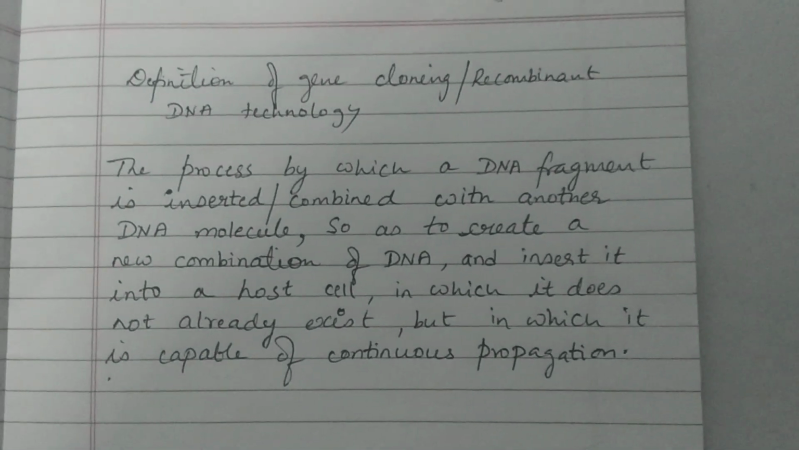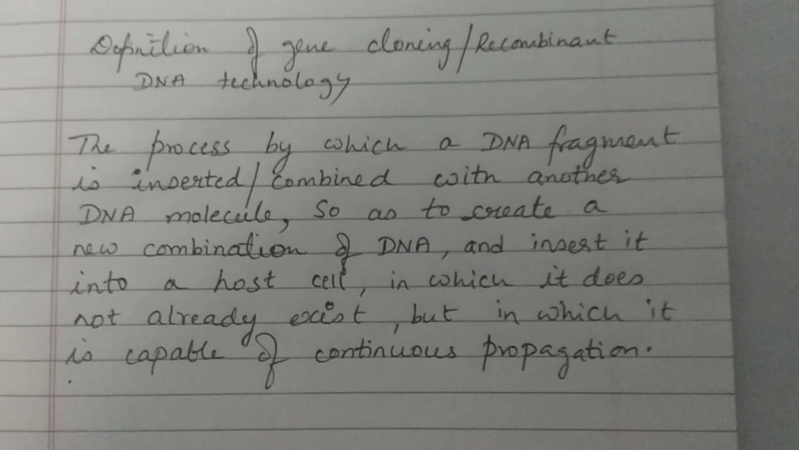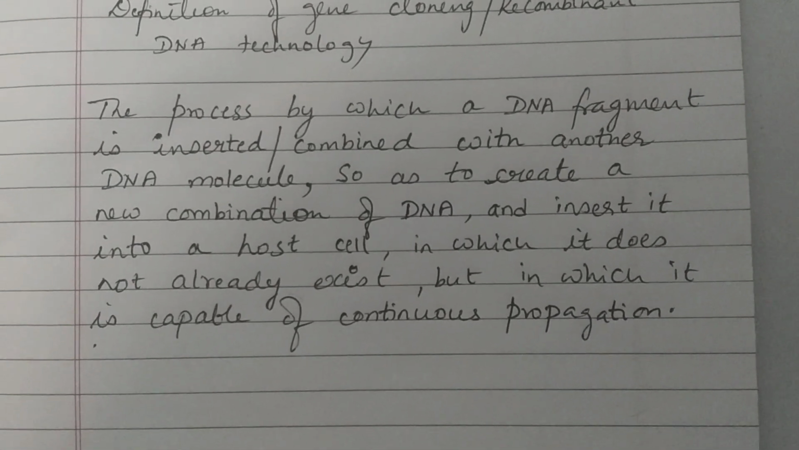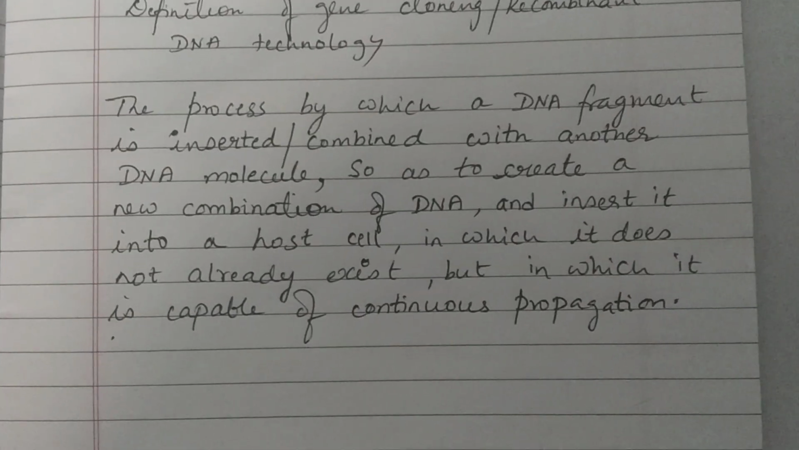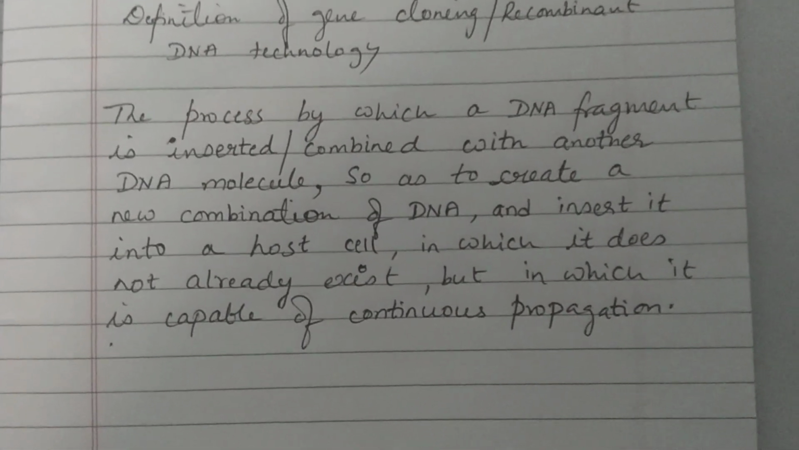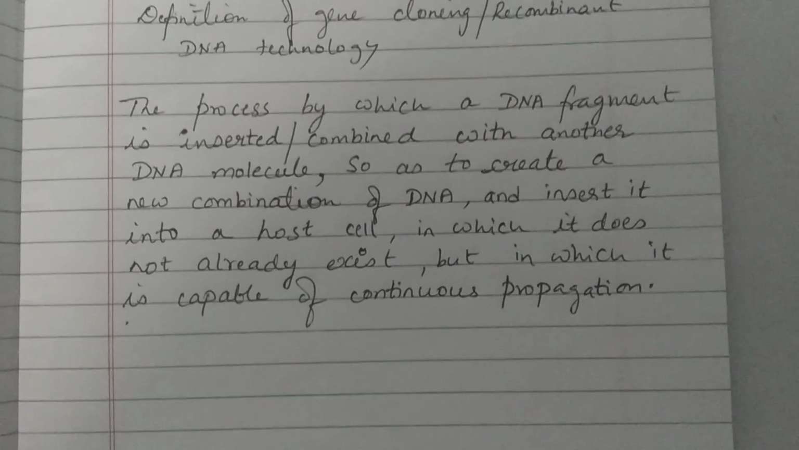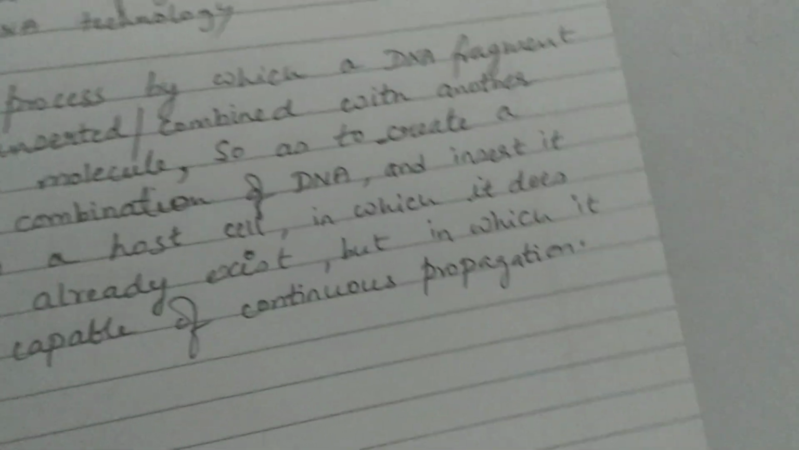This is the definition of gene cloning or recombinant DNA technology: the process by which a DNA fragment is inserted or combined with another DNA molecule so as to create a new combination of DNA and insert it into a host cell in which it does not already exist but in which it is capable of continuous propagation. Okay, so you don't have to worry about this big definition. Let us try to break it into pieces and understand.